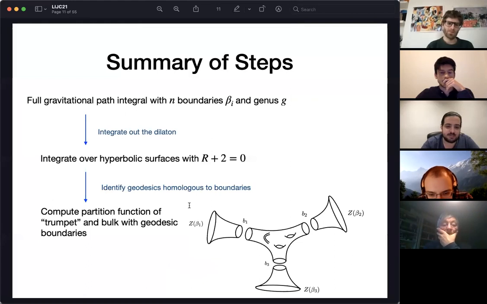The next step is that we identify geodesics that are homologous to the boundaries, of lengths b1, b2, and b3. We are going to separate the geometry in this way and compute the contribution from each component. So we have these so-called trumpets, which are the things that glue the geodesics to what I would call holographic boundaries, where by holographic boundaries I mean boundaries with the proper boundary conditions.